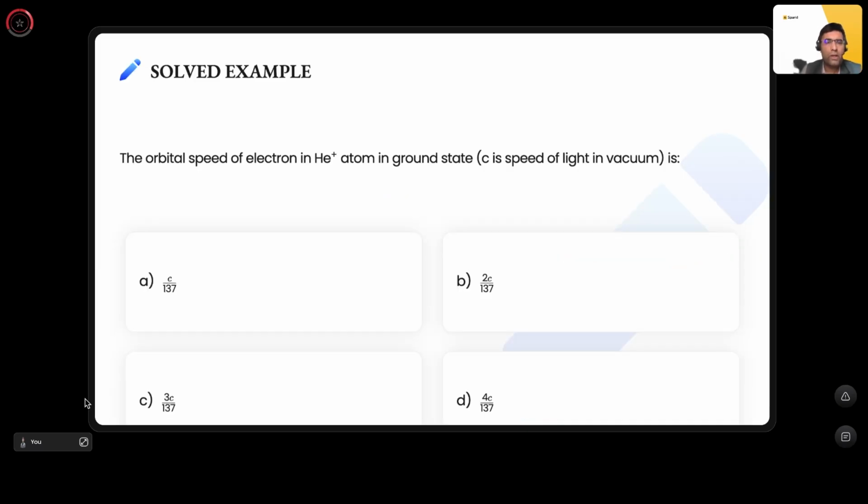The orbital speed of He plus atom in the ground state is, so speed is c upon 137 into Z upon n. Okay, the ground state is given, and Z is equal to 2 over here. So we just put the values: 2c upon 137 will be the answer. So you have to remember these formulas. That's what you have to do in this chapter.